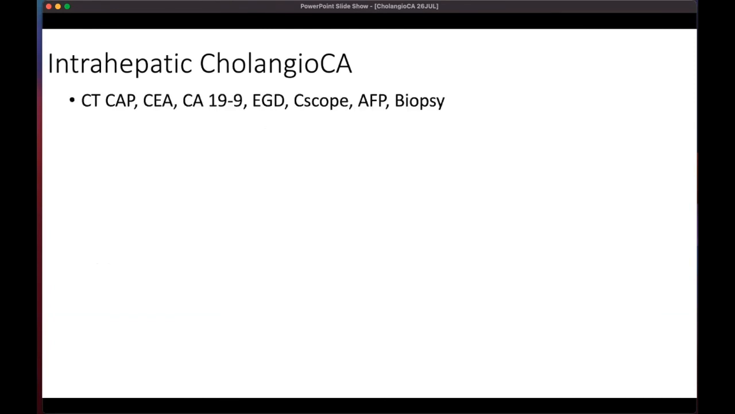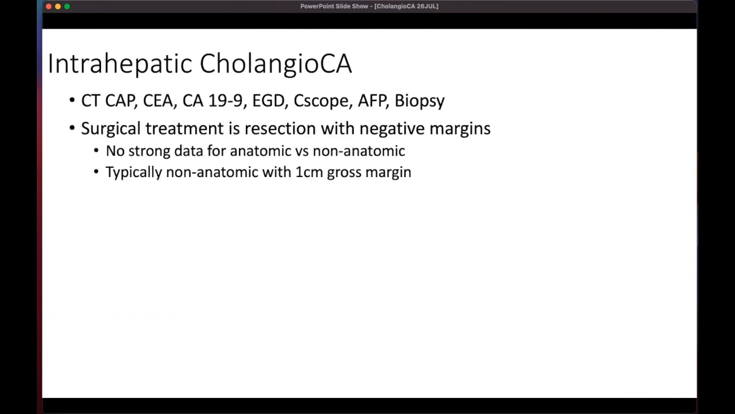All right, intrahepatic, we're going to do the same workup. And then intrahepatic's a little more simple. You just kind of resect it like you would a liver met or hepatocellular. There's no real strong data for anatomic versus non-anatomic. Most people just resect non-anatomic and get a gross margin of a centimeter or so.